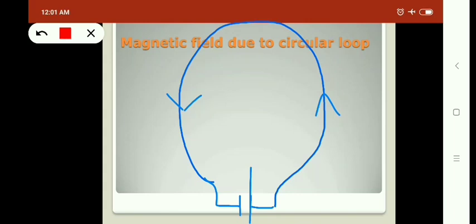Now let's consider the current flows through the circular coil in the anti-clockwise direction like this. So here you can see one fact here, current is flowing in the anti-clockwise direction. Current flows through this direction. So what do you think about the polarity of the face of the coil? Does it act like a north pole or south pole now? So just try it by yourself.